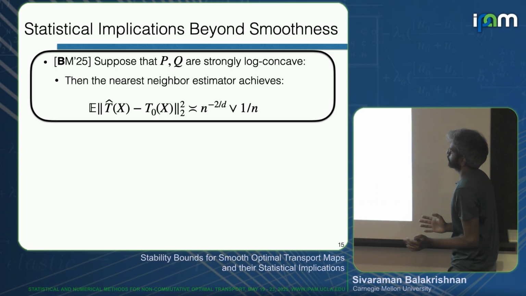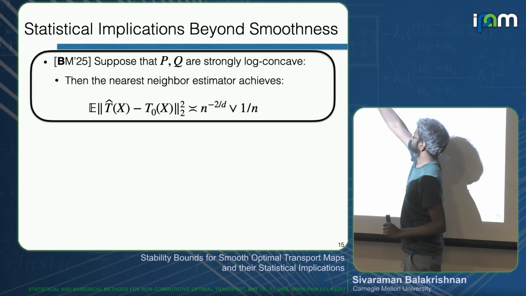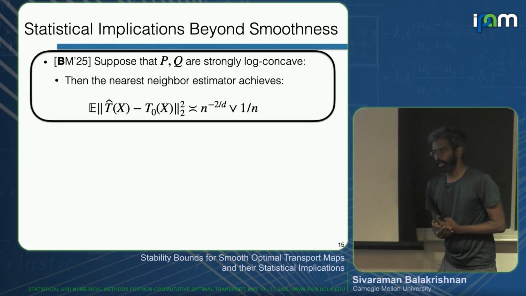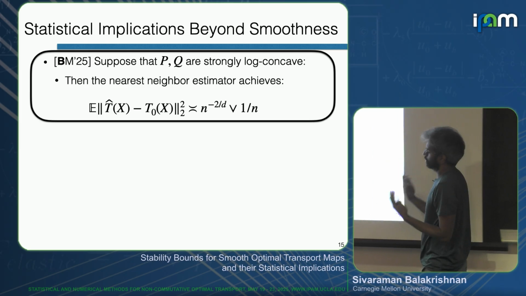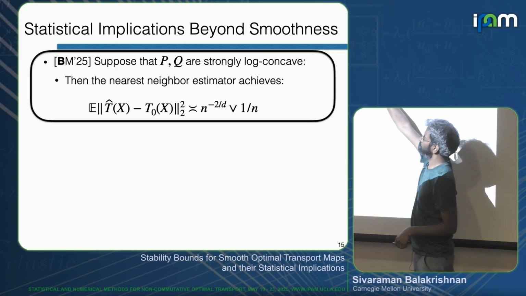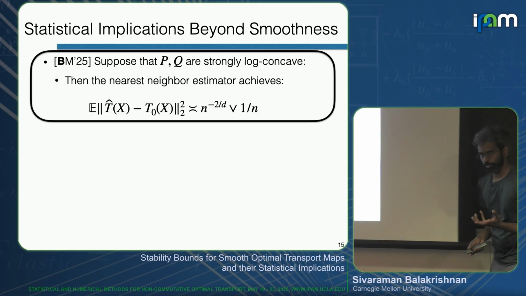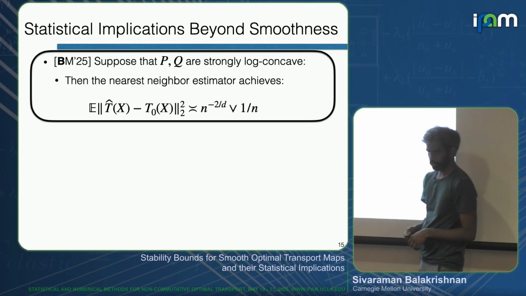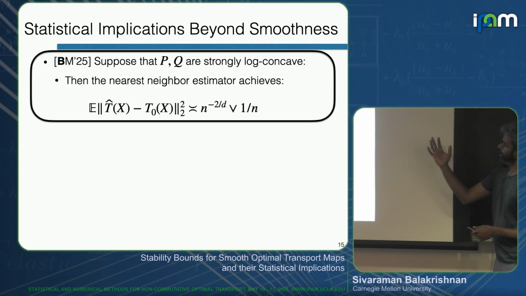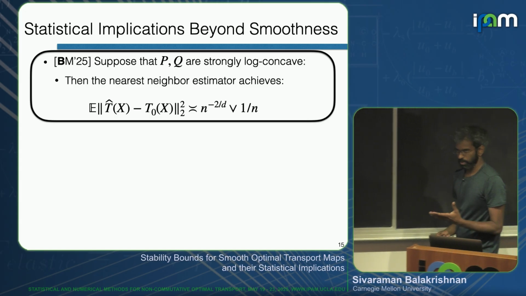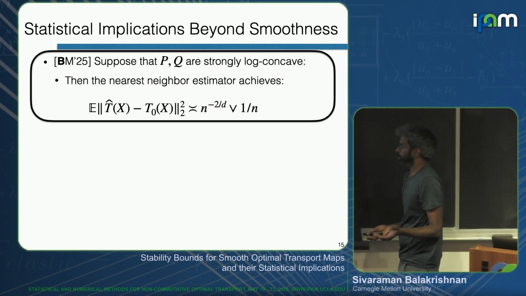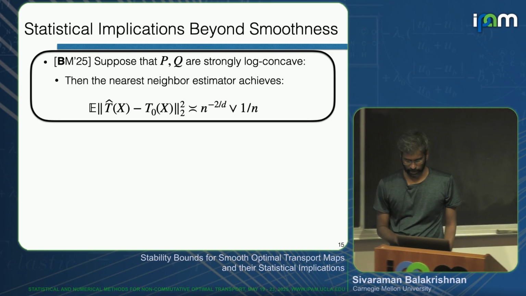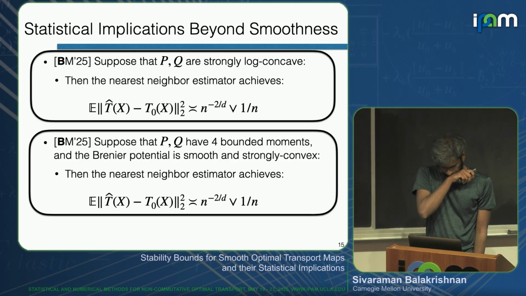Now you can apply the stability bound. And the stability bound will say, essentially, how well can you estimate these two densities in the Wasserstein sense? And the nearest neighbor estimator or the empirical plug-in estimator of these densities will already achieve this n to the minus 2 over d rate for estimating smooth and strongly log-concave distributions. So one nice implication is that, just as a direct consequence of the stability bound, you can also estimate other transport maps between other classes of distributions.